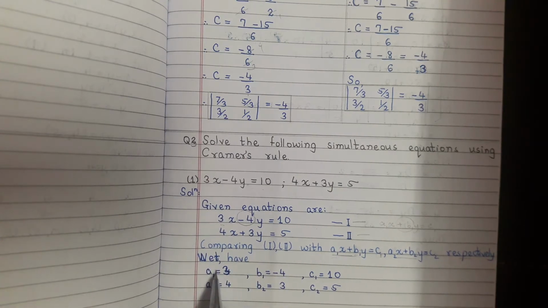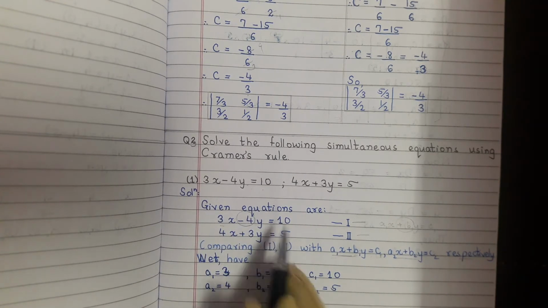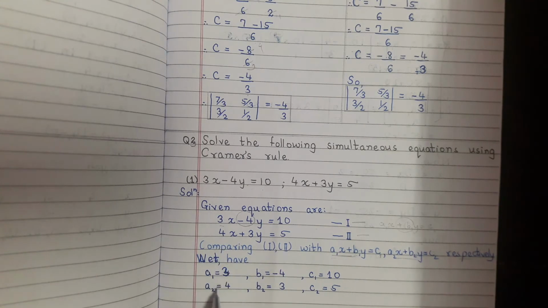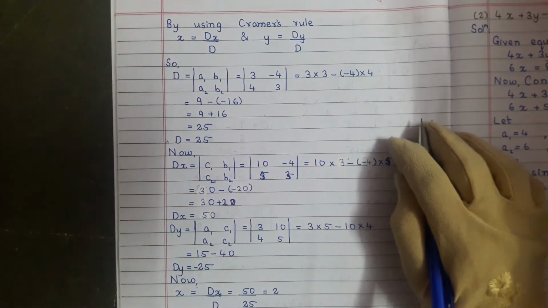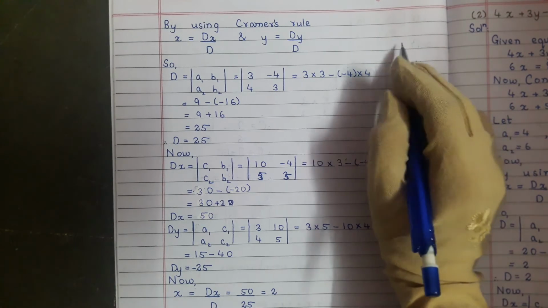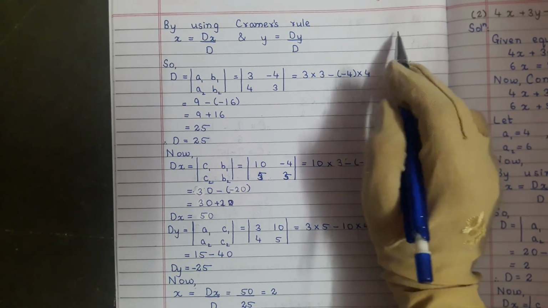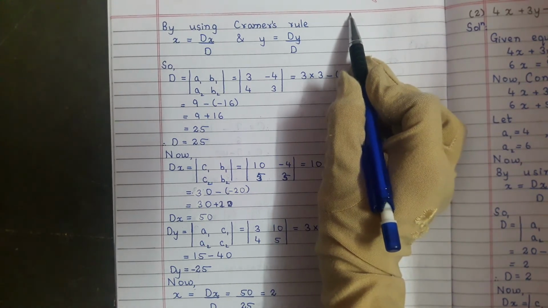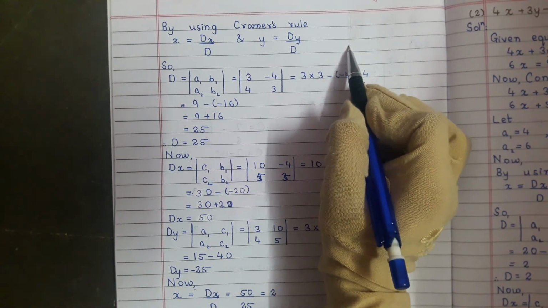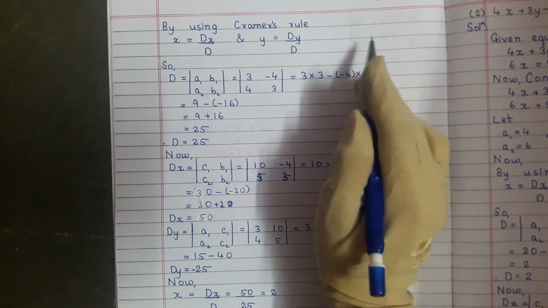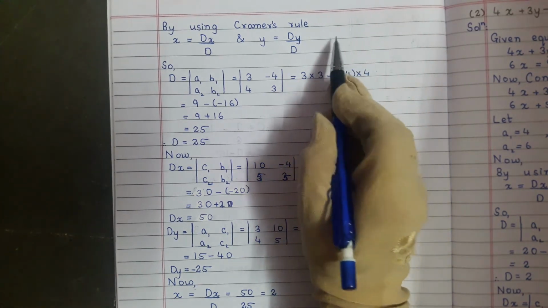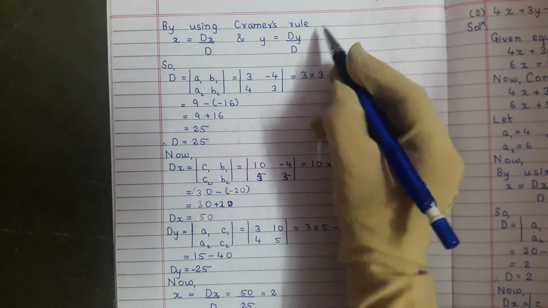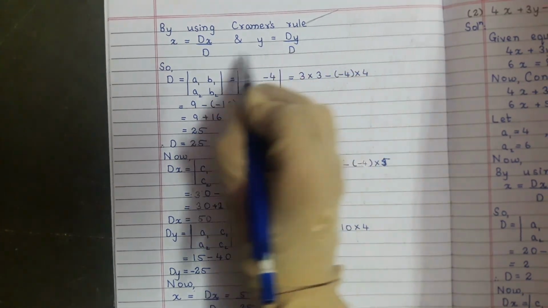So a1 will be 3, b1 will be -4 and c1 is equal to 10, a2 is 4, b2 is 3 and c2 is 5. Now here in the question it is already given that you have to solve by using Cramer's rule. So you should write which method you are using. By graphical method if you are solving, then no need, because the graph is also already there. So now here you are using Cramer's rule, so you should write by using Cramer's rule we have this.